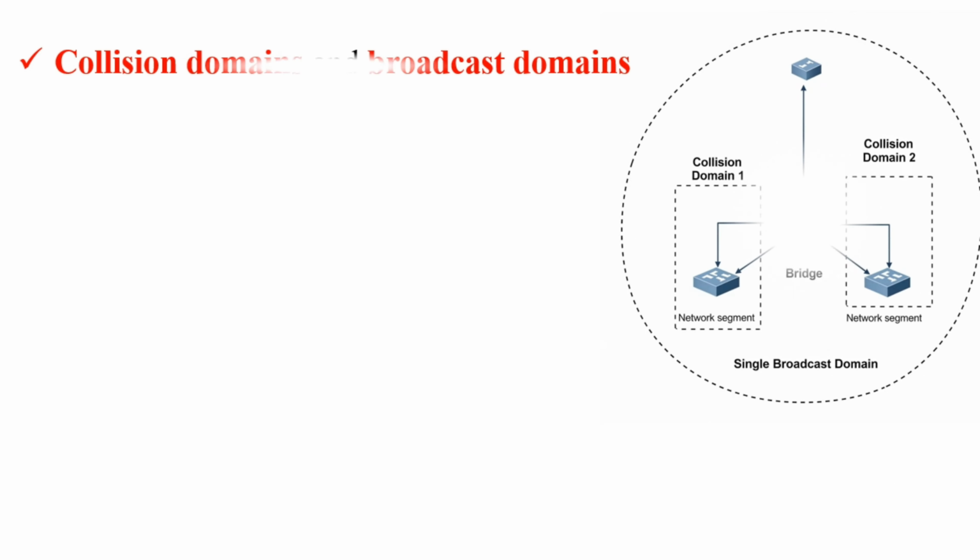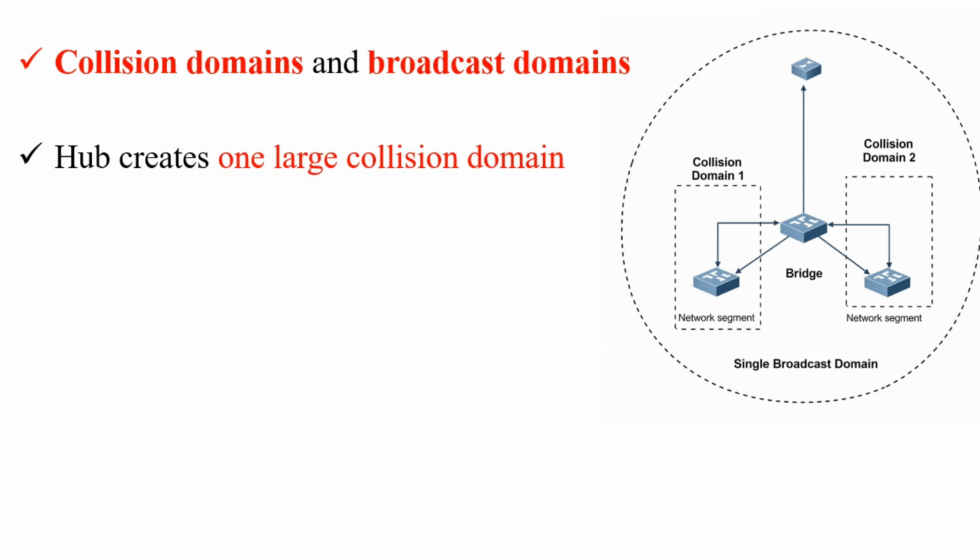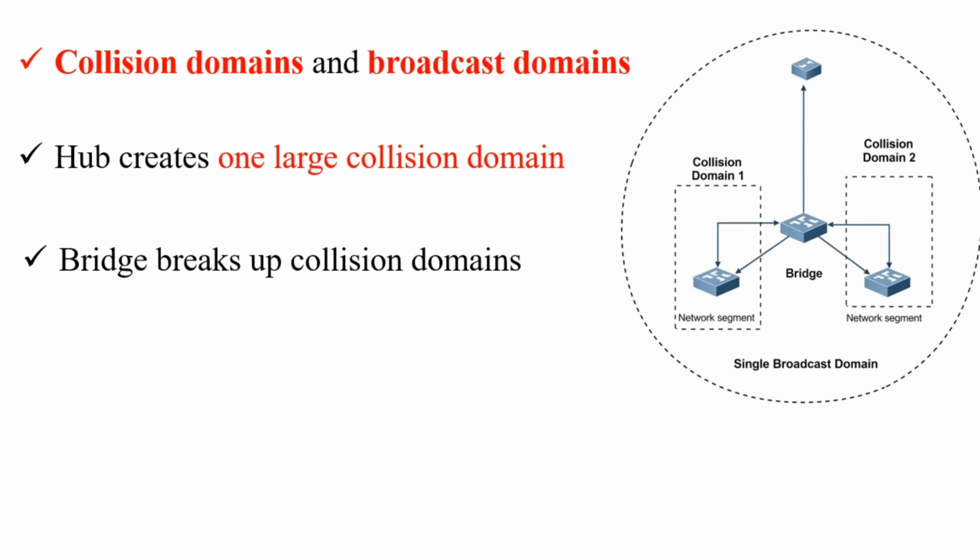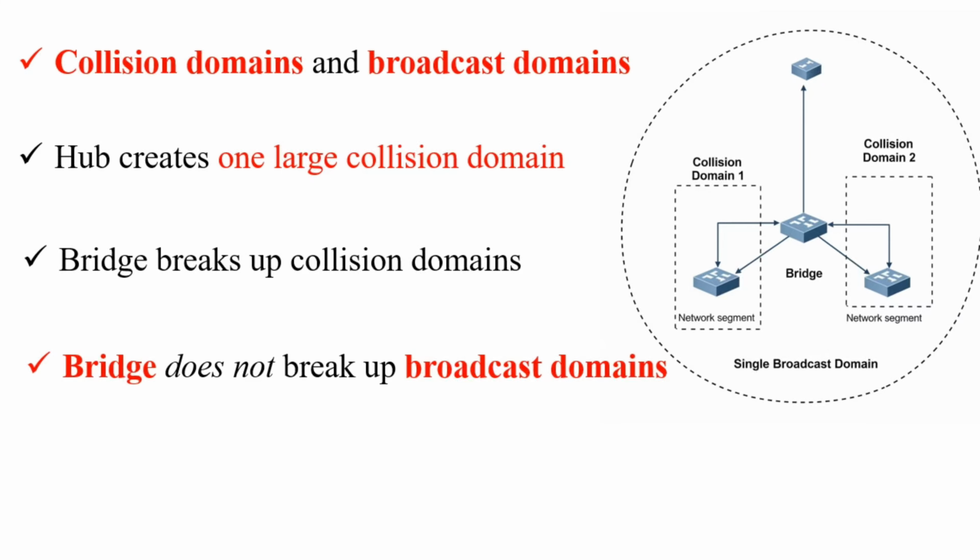Now let's talk about collision domains and broadcast domains, crucial concepts in networking. In our previous video on hubs, we learned that a hub creates one large collision domain, meaning if multiple devices try to transmit at the same time, collisions occur, leading to retransmissions and slower performance. A bridge, by segmenting the network, breaks up collision domains. Each segment connected by a bridge becomes its own separate collision domain. This significantly reduces collisions and improves network efficiency, as devices on one segment can communicate without interfering with traffic on the other.